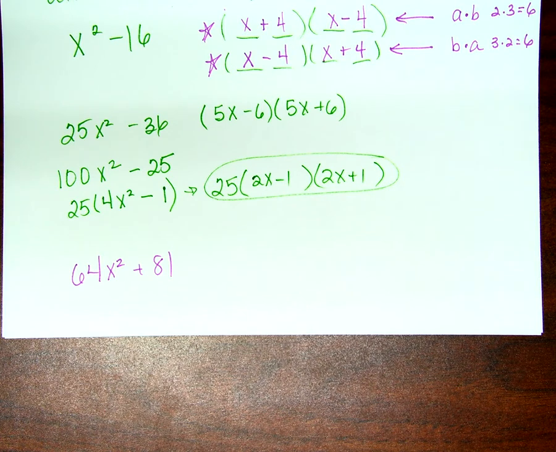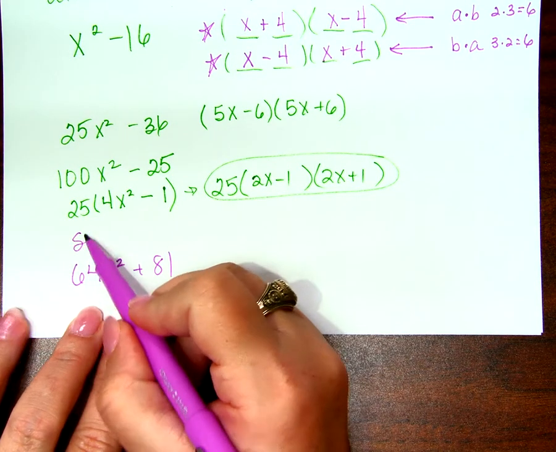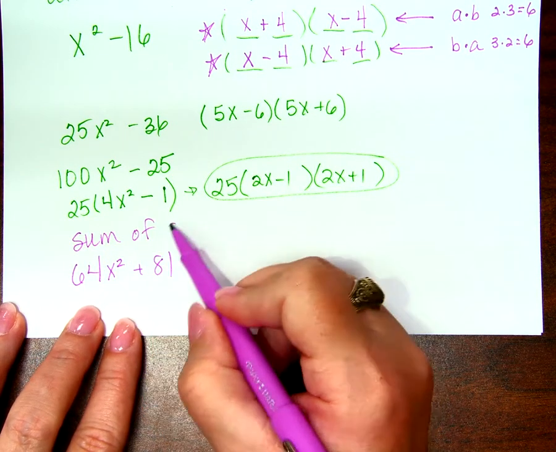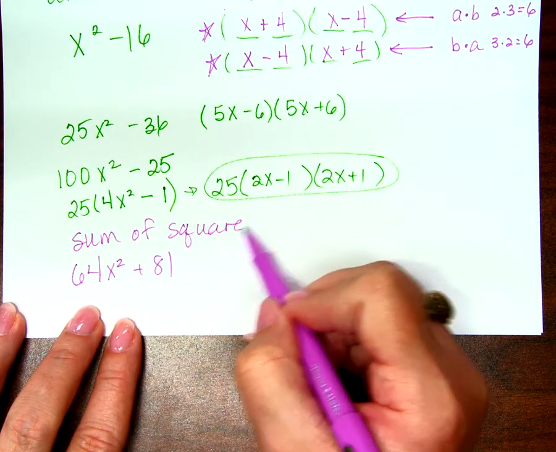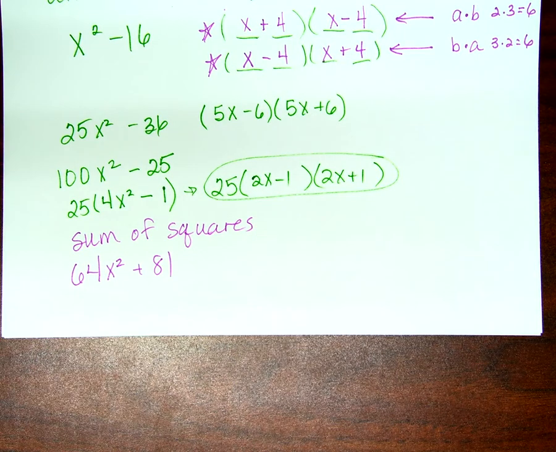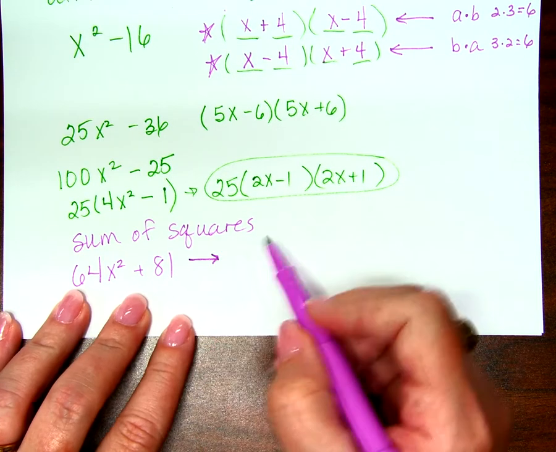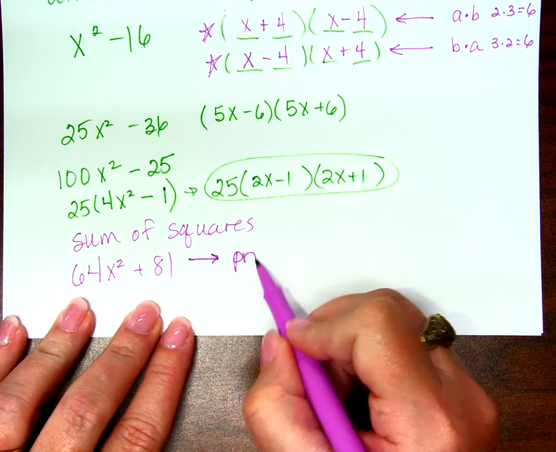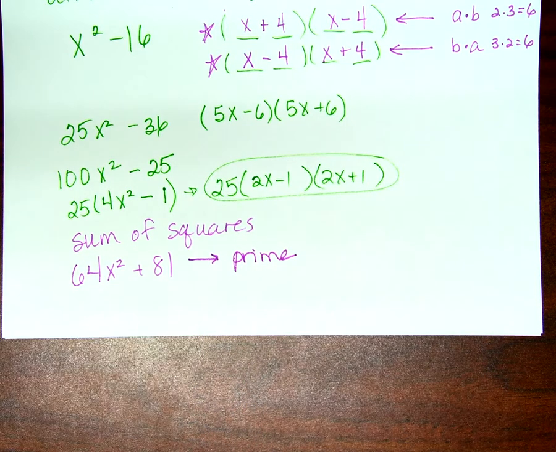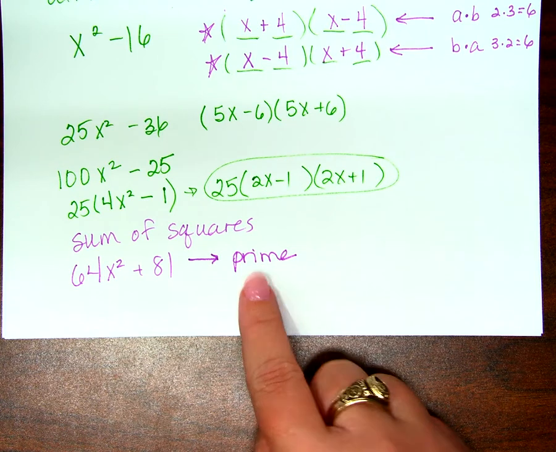Guys, is this the difference of squares? It's not, is it? This is not the difference of squares at all. What is it? That's the sum of squares. Here's the really good part about the sum of squares. Yeah, everything changes. It's super easy because you can't do it. Why did I write prime?